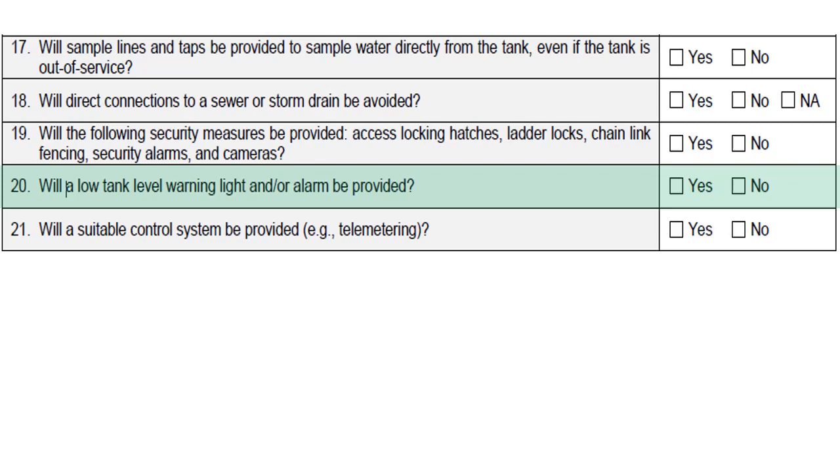These indicators help ensure that the tank is maintaining adequate volume to meet demand or providing enough contact time for proper disinfection. Suitable control systems, such as telemetering, should be provided as well in order to transmit the data to operators that are not on site.